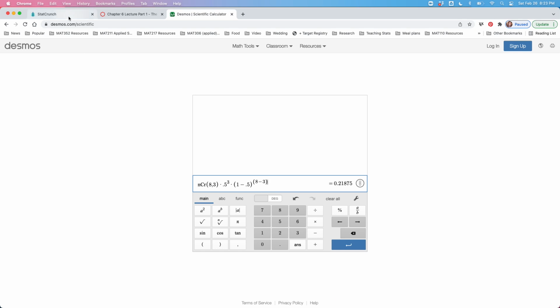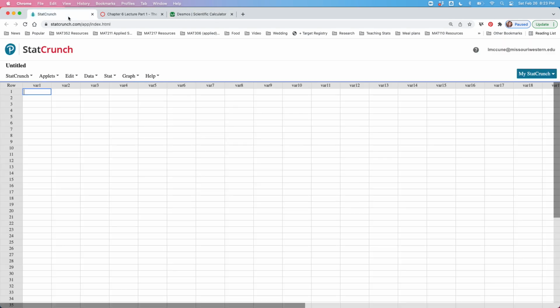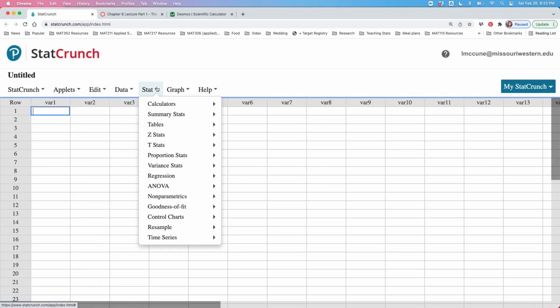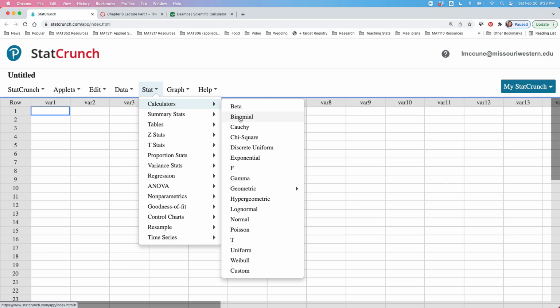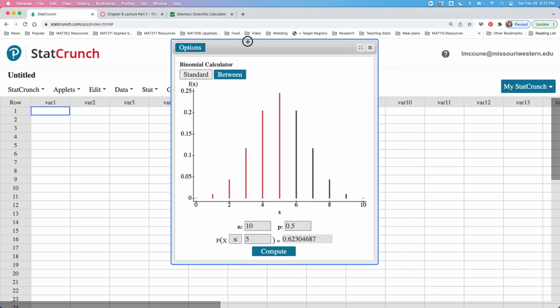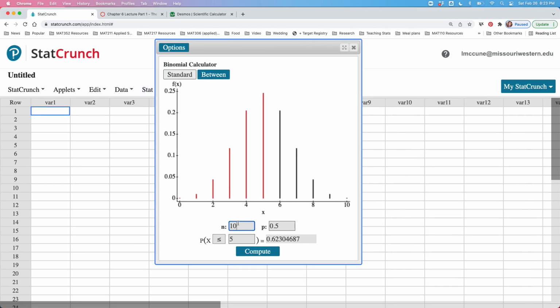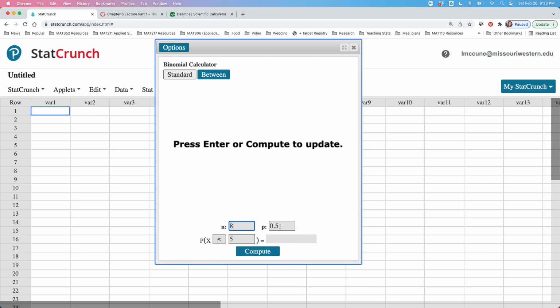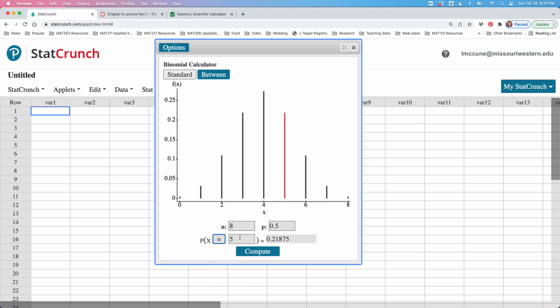In fact, let's go ahead and do that in StatCrunch here too. All right, so if you are in StatCrunch, you're going to click on Stat, Calculators, Binomial. So here's our binomial calculator. We need to tell it the number of trials. There were 8 trials. Probability of success is 0.5. And now I want to say X equal to, so let me click on this inequality, and you have several options. I want equals and 3. And there we go, 0.21875.